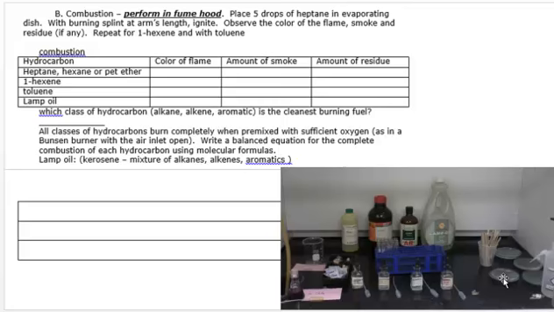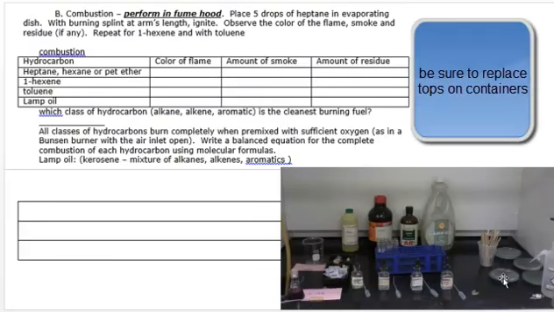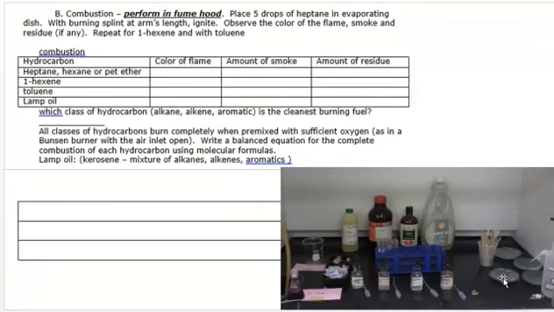So don't think that you need to stick your lit splint into the liquid. You want it just above the liquid. It's the fumes that ignite. But you really want to investigate the amount of smoke you get and the amount of residue and the color of the flame. And you can write an equation for hexane, hexene, and toluene. Lamp oil represents kerosene, and it also is a mixture.